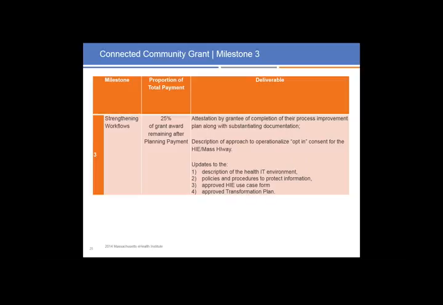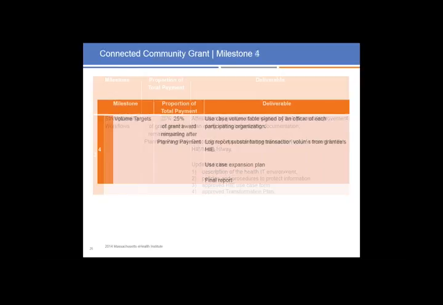So that process improvement plan was a deliverable as part of milestone 2. That's the main body of the effort for milestone 3, is to work through and complete that process improvement plan along with the substantiating documentation. A description of the approach to operationalize opt-in consent for use of the Mass Highway, and then updates to the health IT environment, procedures to protect information, the HI use case form, and/or the transformation plan.